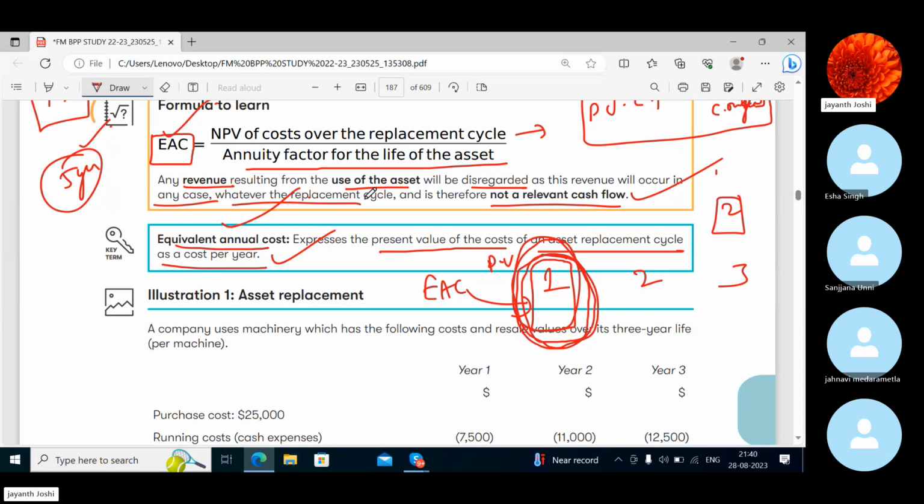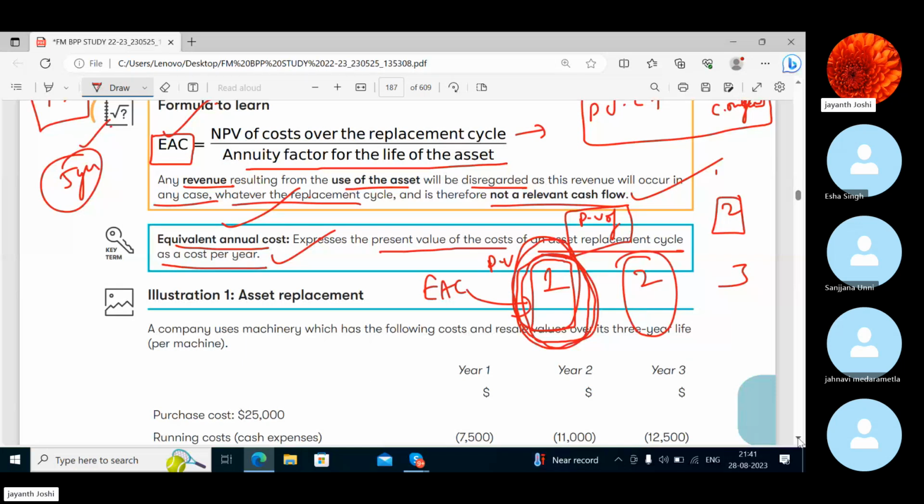For that particular year, let's say I want to replace my asset in 2 years. So EAC, the equivalent annual cost, is nothing but the present value of the costs in that particular year which you're going to incur, right? So if I'm going to replace my asset in 2 years, I'm going to find out the present value of all the costs with respect to that second year, right? That is my equivalent annual cost in that replacement cycle.